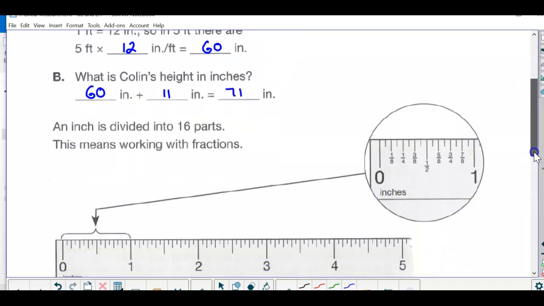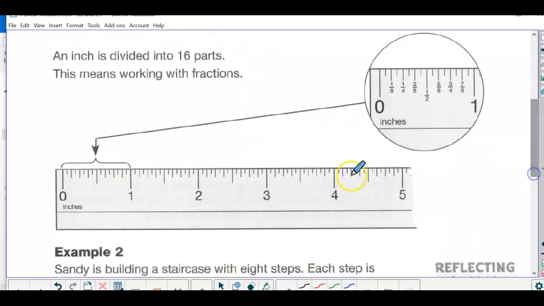Okay, then let's take a look. If you ever look at an imperial ruler, which many of you might have both metric and imperial on a ruler, you can see each inch is divided into 16 parts. If you have something more accurate, it'll divide into 32. More than that, you need special instruments to measure it because it's too small. And that's why we work with fractions a lot.